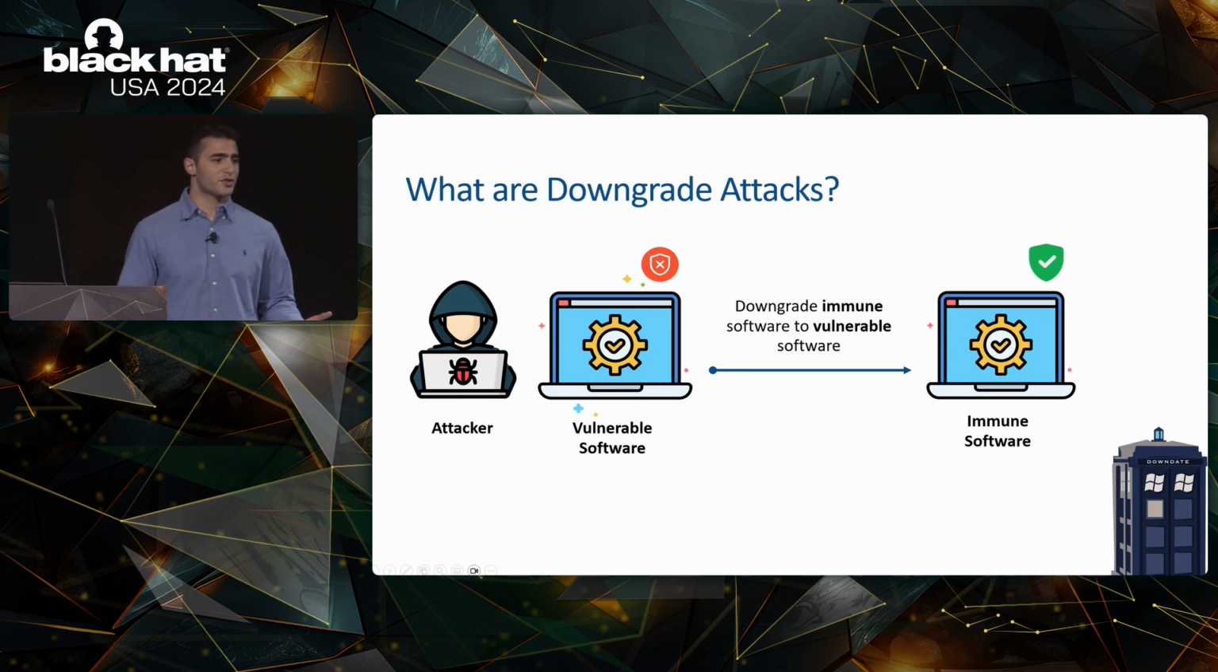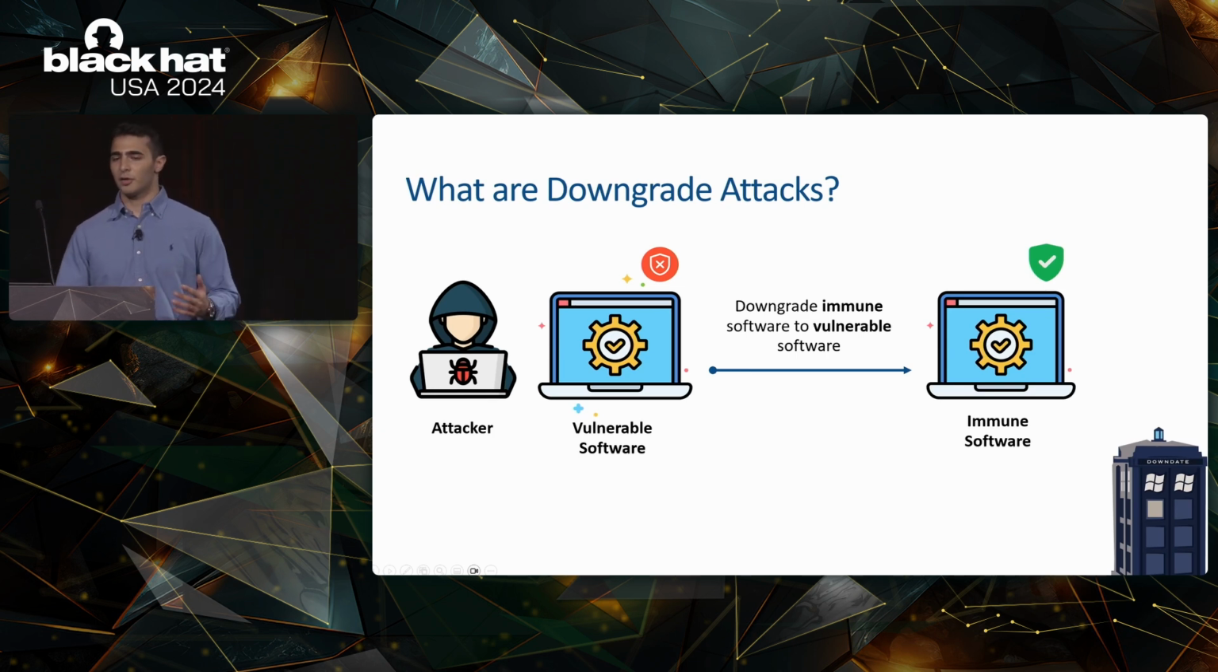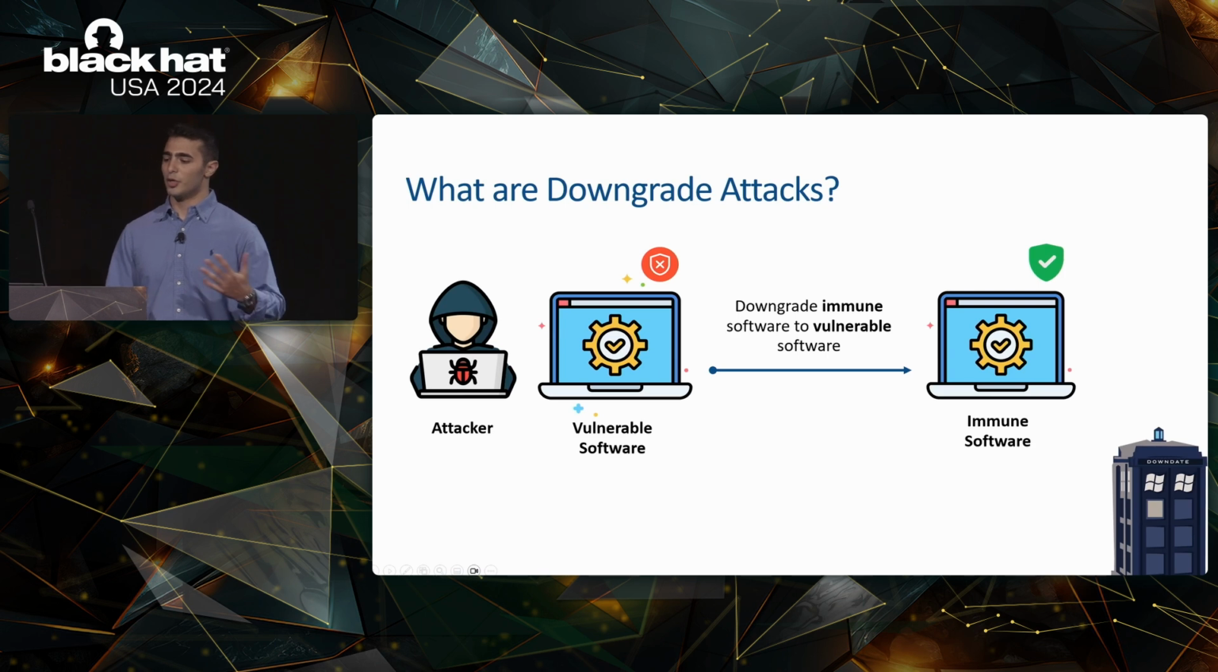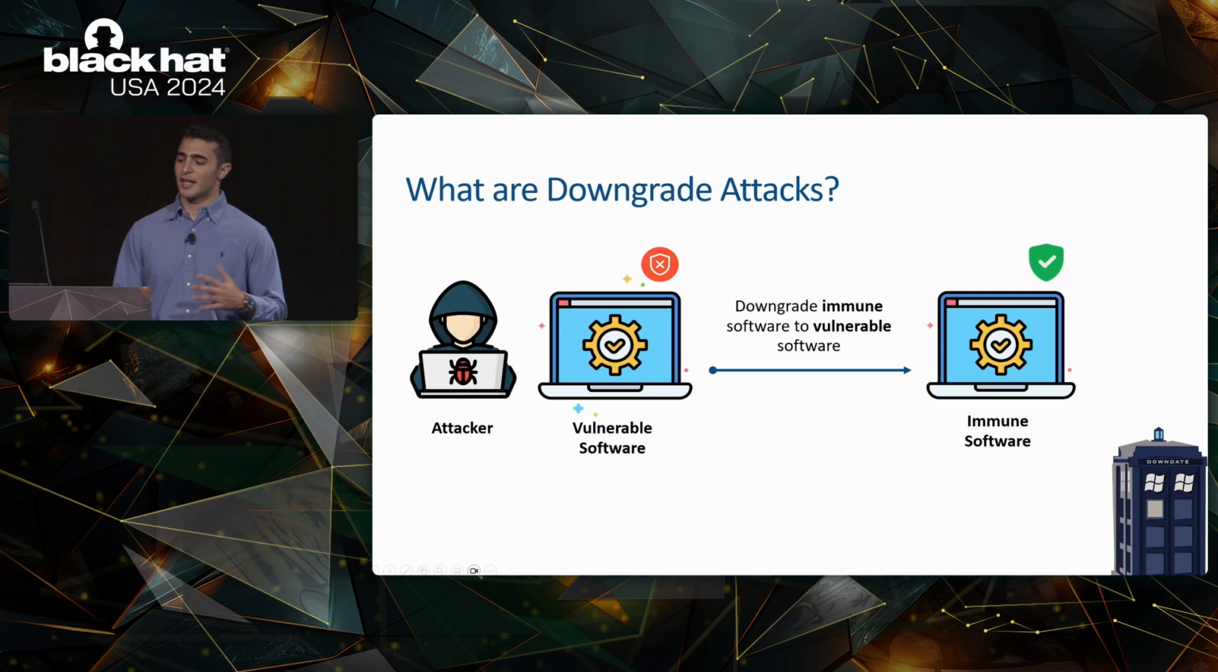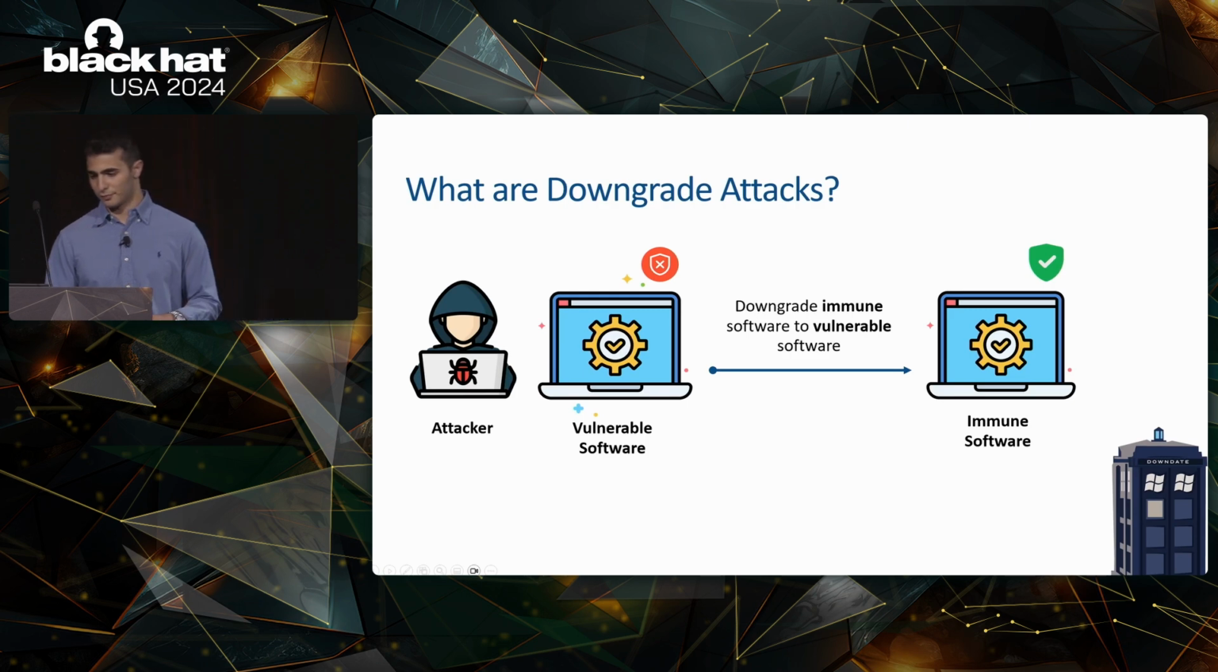So first things first, what are downgrade attacks? A downgrade attack is the act of downgrading immune and fully up-to-date software to old and vulnerable software. And this act allows an attacker to expose past vulnerabilities in updated software and then exploit such vulnerabilities.